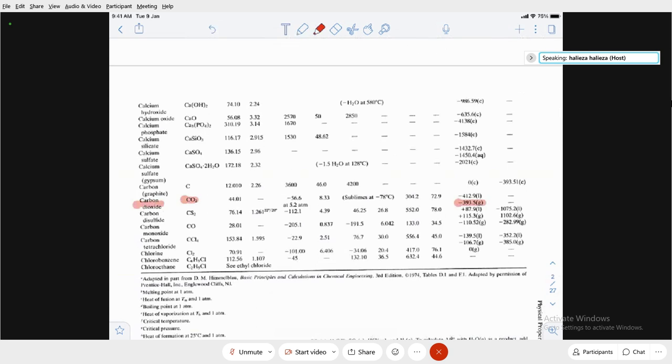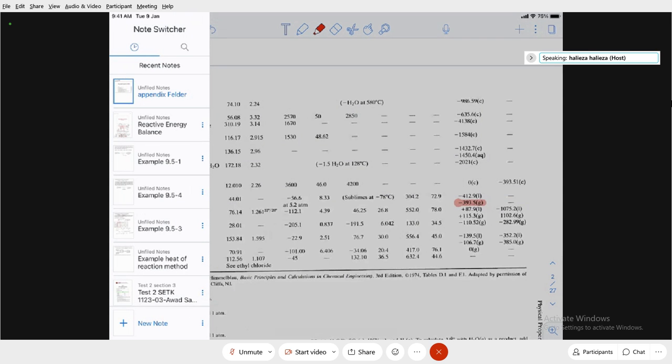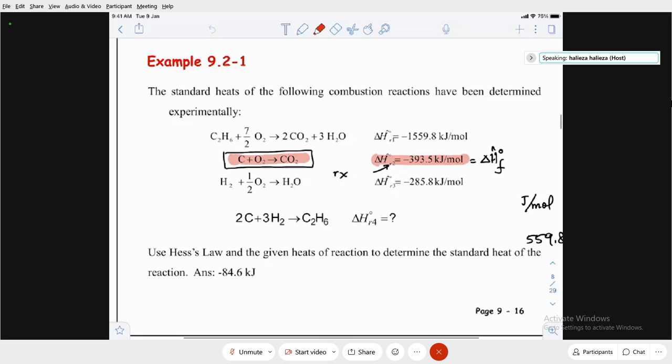Let's have a look at that value, negative 393.5, whether that is the same as the one written in this example. Yes, guys, that is it, negative 393.5. So you get that value from table B1, and it is actually your heat of formation. Why is it written as heat of reaction? Because it is referring to this reaction.